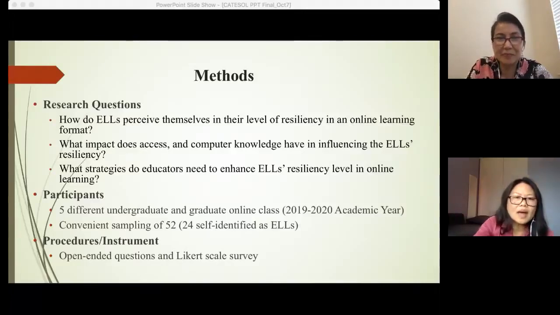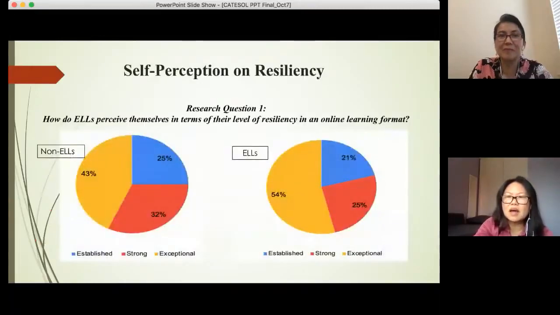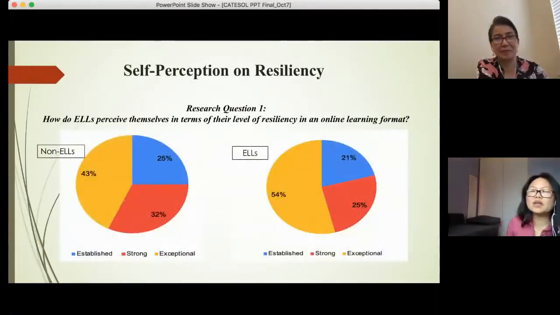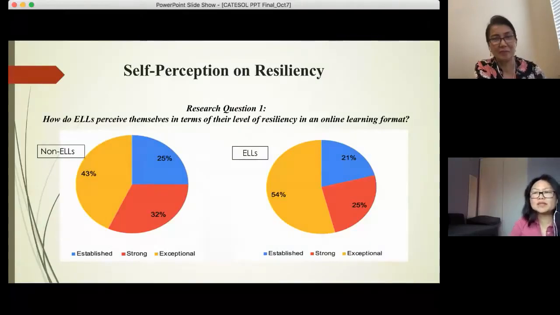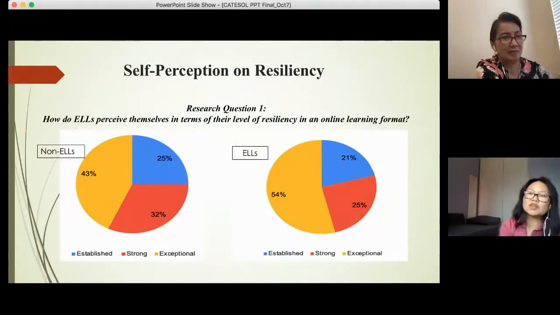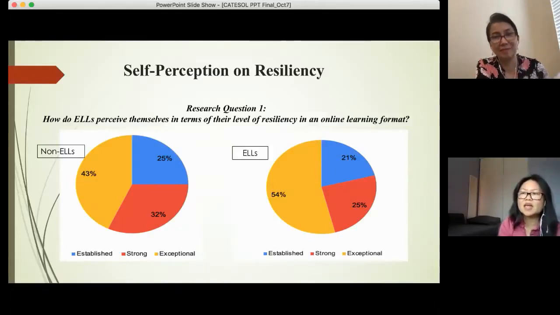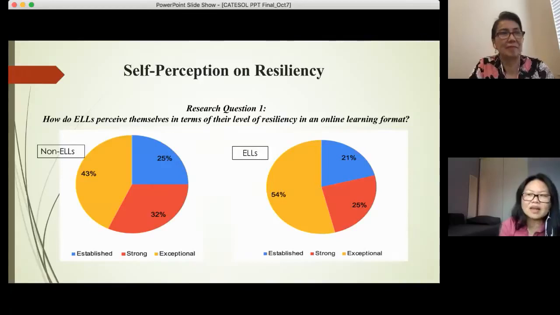And so out of 52 participants, we captured the data of 24 individuals who basically self-identified themselves as English language learners. And hence, we will share some of our findings as it relates to English language learners from here on. So when compared to their non-English language learner counterparts, overall, English language learner participants deem themselves as exceptional in terms of their level of resiliency, scoring slightly higher than non-ELLs.